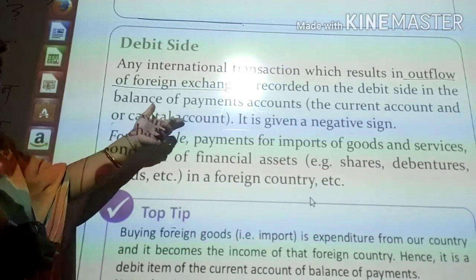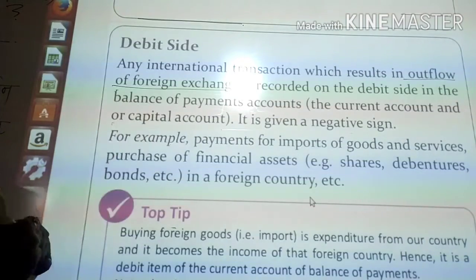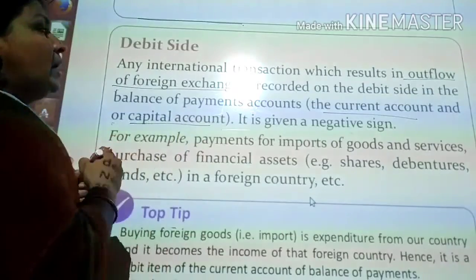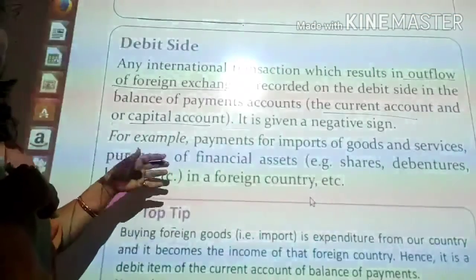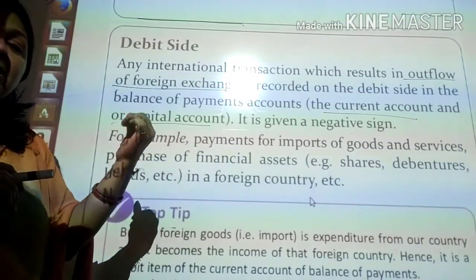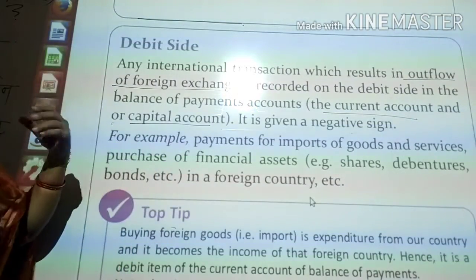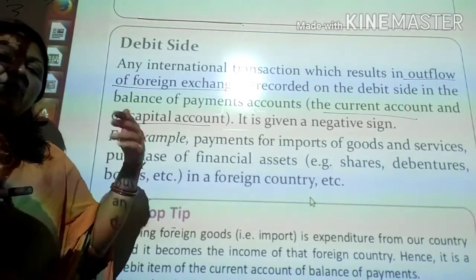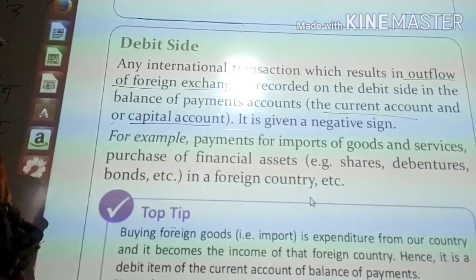In the balance of payment accounts, the current account and the capital account, in both accounts, current as well as capital account, it is considered as a debit side. It is given a negative sign. Why is it given a negative sign? We get the goods, but simultaneously there is an outflow of foreign exchange. Outflow मतलब गया, जो चीज गया, that is the negative sign of the balance of payment.